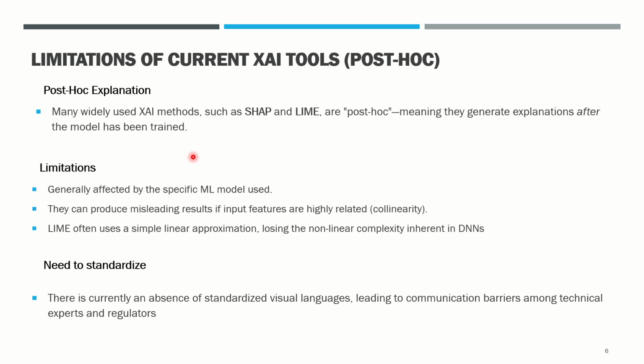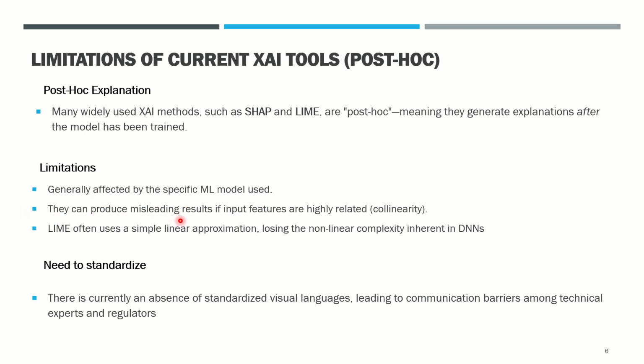Limitation of current XAI tools, which is the post hoc explanation. Post hoc explanation is used by XAI methods such as SHAP and LIME, which are post hoc, meaning they generate explanations after the model has been trained. This is limited because the explanation is generally affected by the specific machine learning model used.